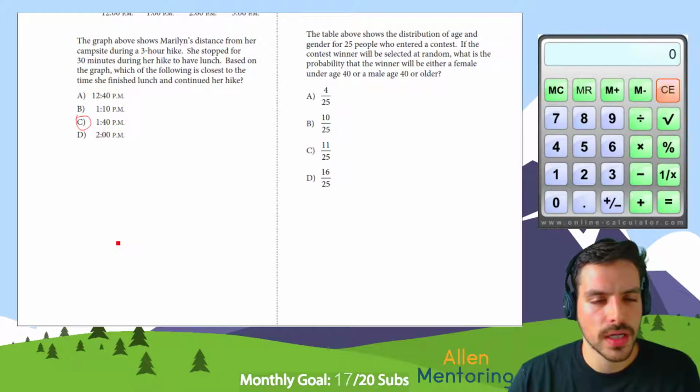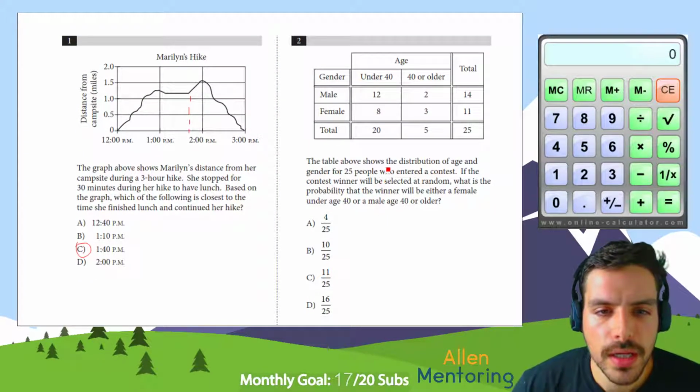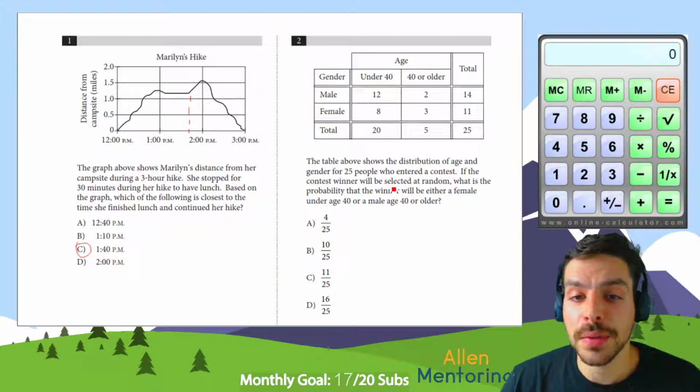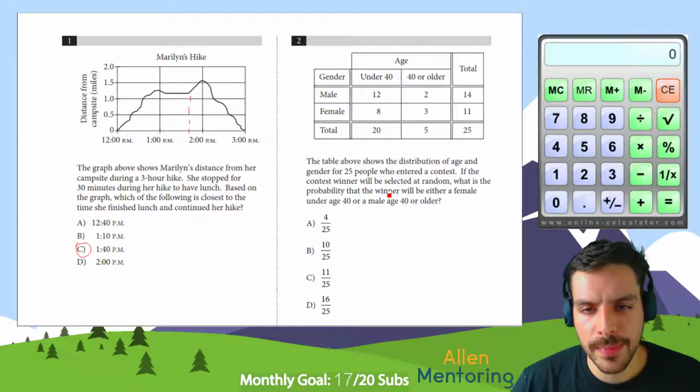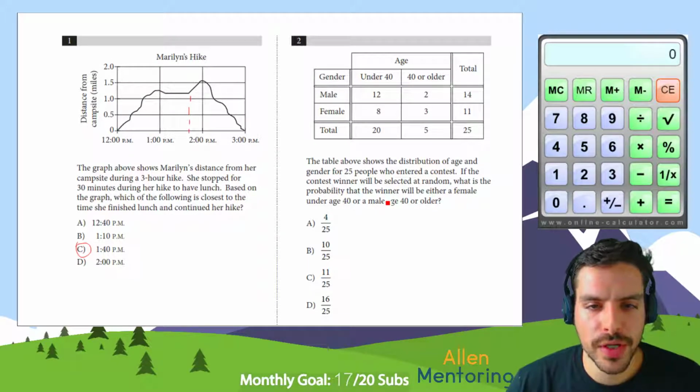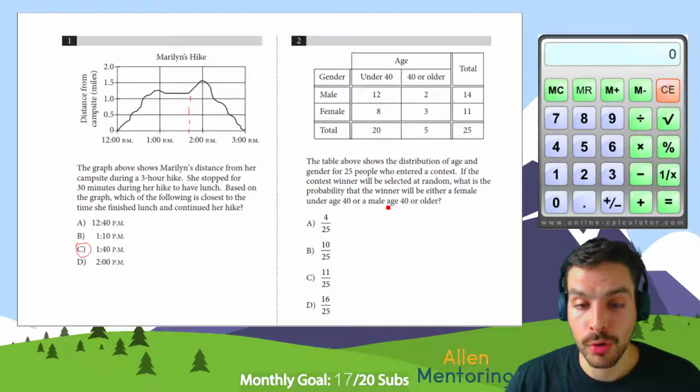Let us move on. Is that number 2 up there? Okay. The table above shows the distribution of age and gender for 25 people who entered a contest. If the contest winner will be selected at random, what is the probability that the winner will be either a female under age 40 or a male age 40 or older?